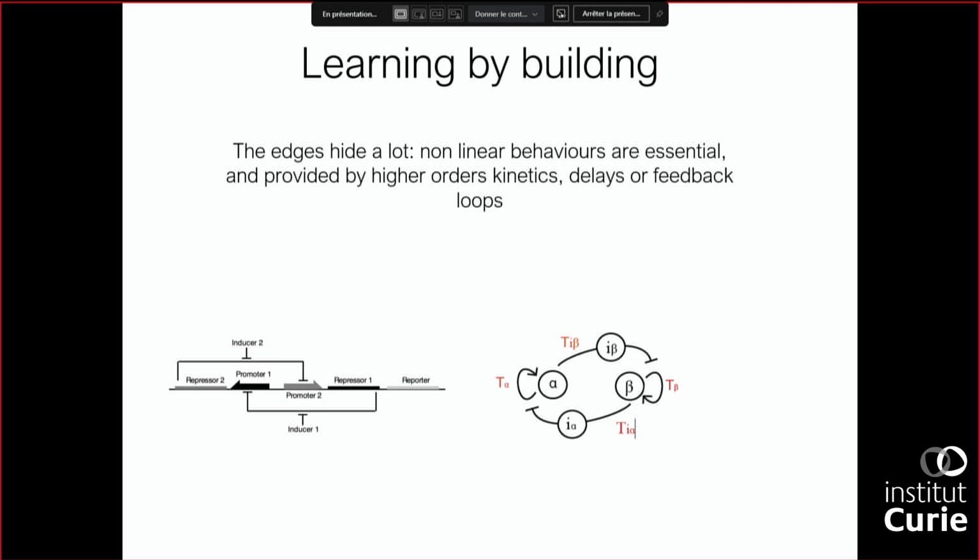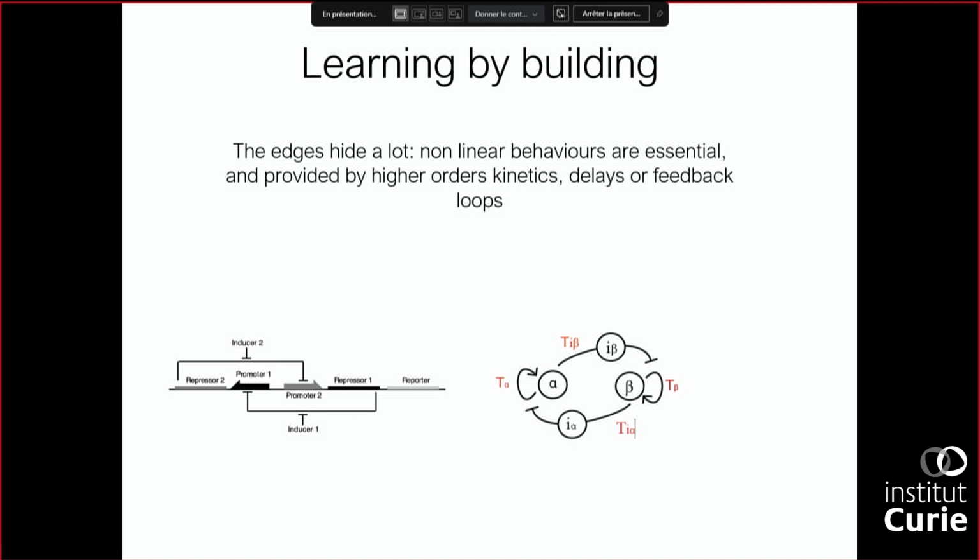Okay, so I want to finish this presentation by trying to extract a few lessons. I started the introduction saying that we can maybe learn something about biology and biological networks by trying to build them outside of living organisms. So what are these lessons that we can extract?